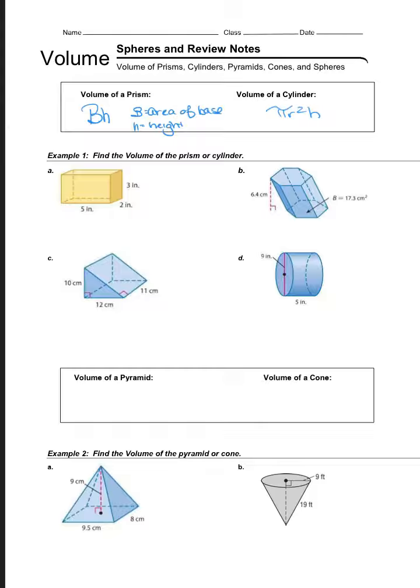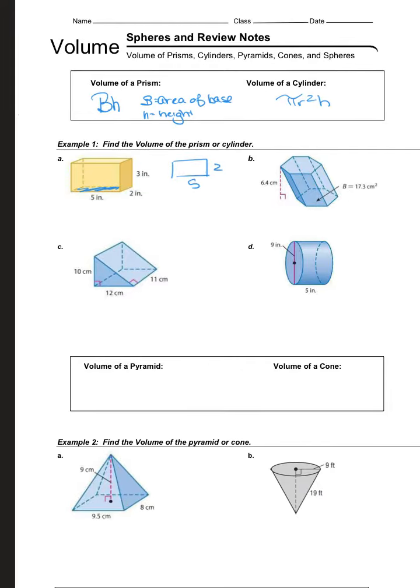So when I look at example A, the first thing I'm going to isolate here is the base. So the base here is a rectangle that is 5 by 2. So the area of that base is 10. So our capital B is 10. So then our volume is 10 times the height, which is 3. So in this case, the volume is 30, and this time we have to label in units cubed. So volume is always labeled in units cubed.